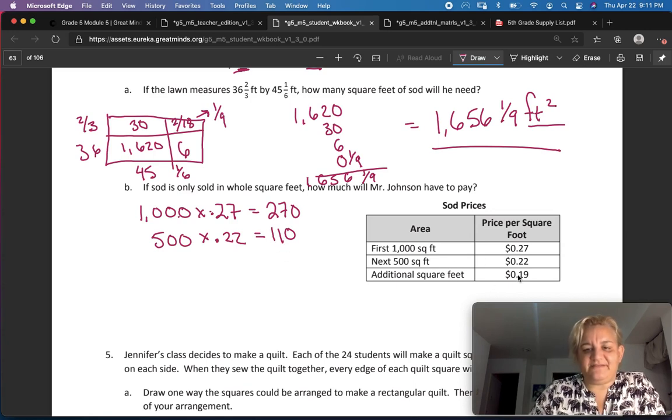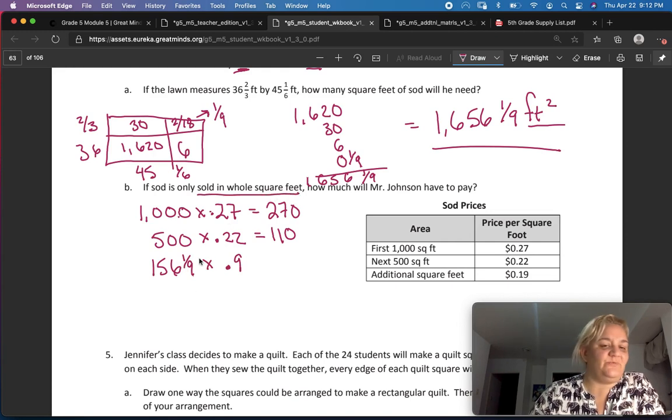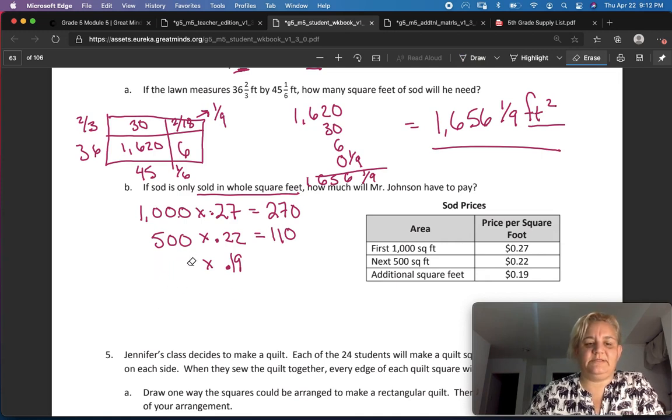Now, additional square feet after that is 19 cents, so they're giving you a deal. However, we have 156 and 1/9 left, but I'm not going to multiply that times 19 cents because they only sell it in whole square feet, so I have to round up. I can't round down. I have to round up, otherwise I'm not going to have enough to cover that last little bit. So 157 times 19, okay? I'm getting sloppy here. So I'll put this here.